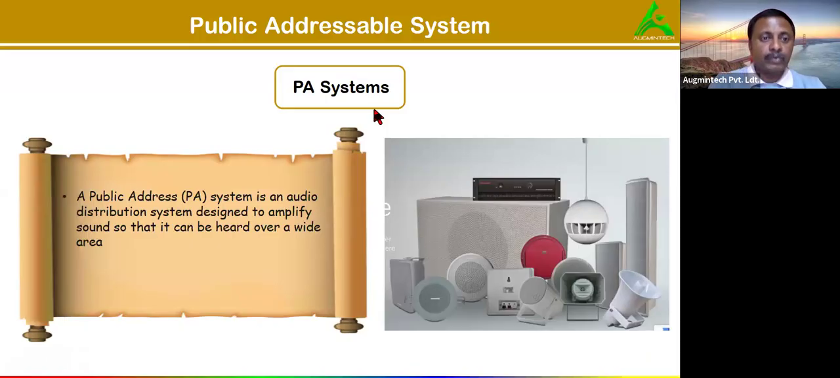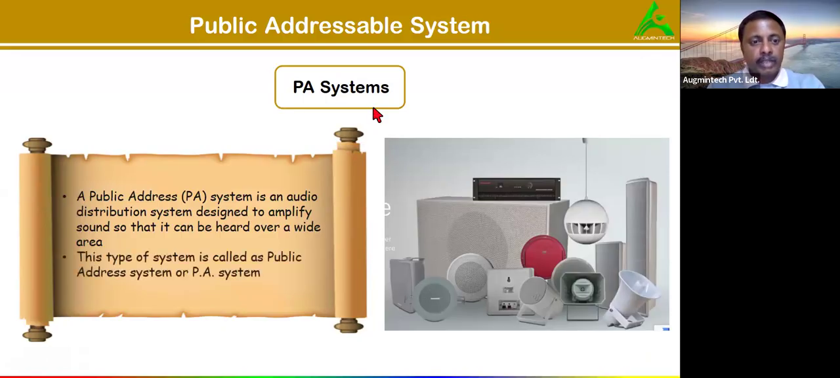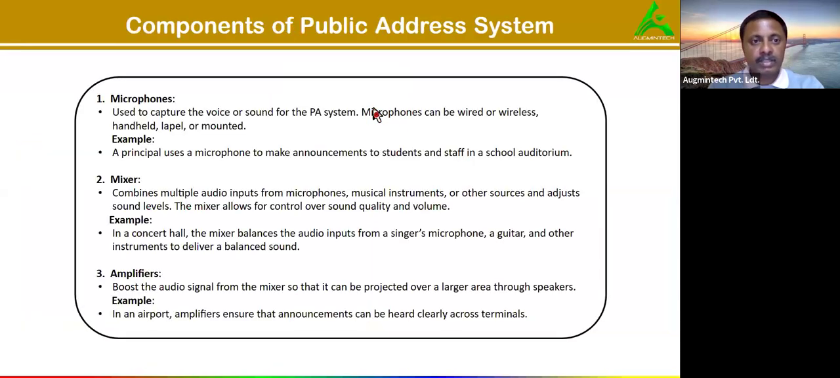It is nothing but an audio distribution system designed to amplify the sound so that it can be heard over a wide area. There are different types of speakers. We have ceiling mounted speakers, as you can see in this picture, or wall mounted speakers, and normal speakers also. They come with different wattages like 10 watts, 20 watts, 30 watts, etc. That's the public address system, or PA system.